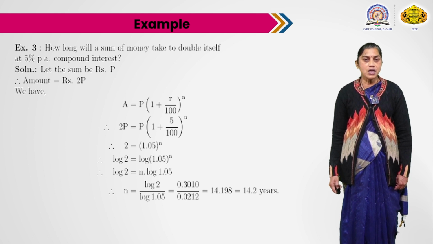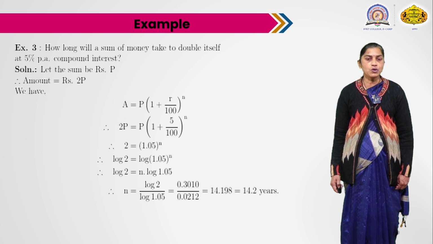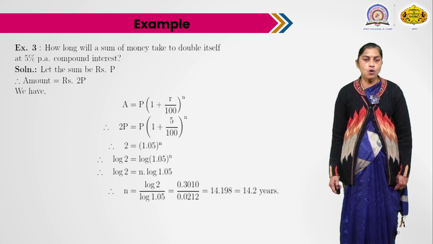On both sides, P gets cancelled. Therefore, 2 is equal to, simplified bracket is 1.05 bracket raised to n. Because we want to find the value of n, we have to take log on both sides. Hence, log 2 is equal to log of 1.05 bracket raised to n. Using the rules of indices, we get log 2 is equal to n log of 1.05, and therefore n comes to be log 2 upon log of 1.05.